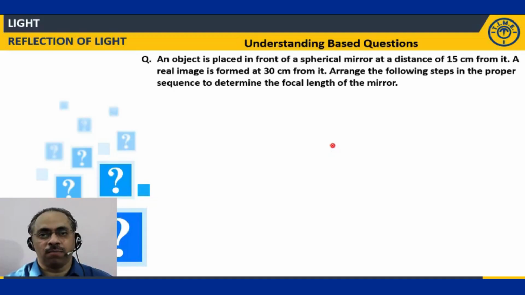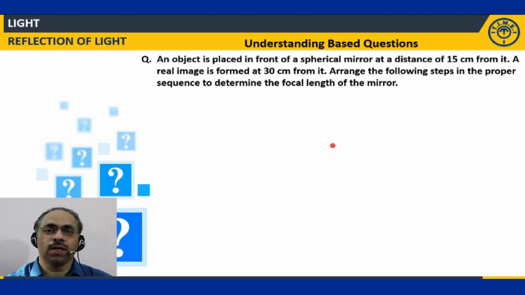A real image is formed. Now clarity is there. When do you get a real image? Only by concave mirrors, right? Not by convex. Now what the spherical mirror is, is clear from the second statement. A real image is formed at 30 centimeter from it. So object distance is less than the image distance. Okay. Arrange the following steps in the proper sequence to determine the focal length of the mirror.